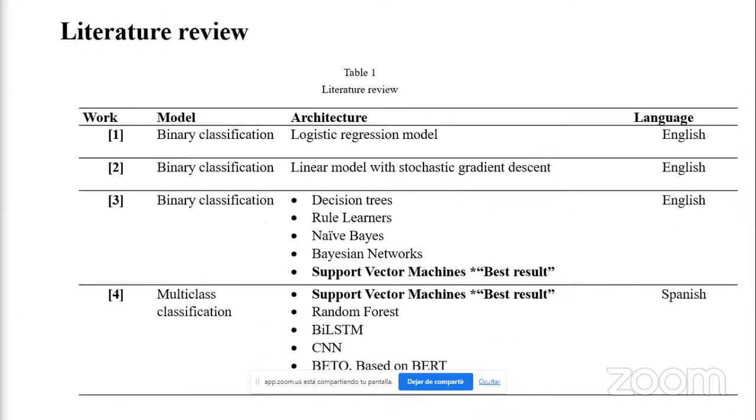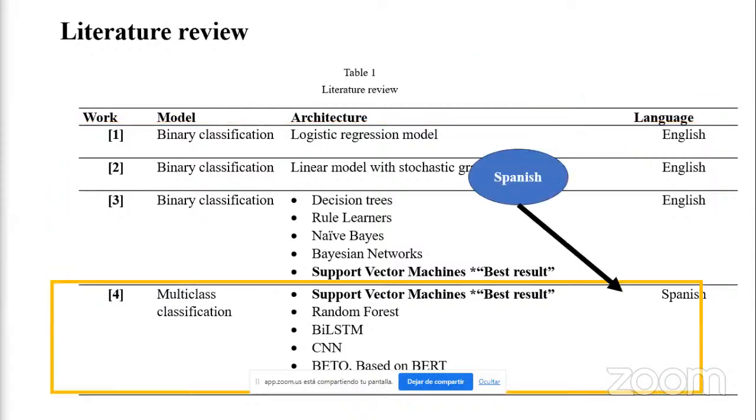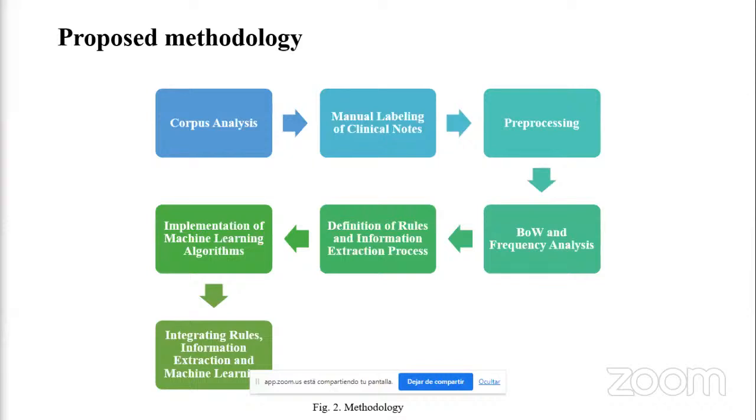After looking at different studies, we found some that use binary classifiers with clinical notes. Most of these focus on medical notes in English, and there are only a few in Spanish. In these studies, they compare different machine learning models, and support vector machines seem to work the best. This is the proposed methodology, starting with corpus analysis, manual labeling of clinical notes, pre-processing, bag of words and frequency analysis, definition of rules and information extraction process, implementation of machine learning algorithms, and integrating rules, information extraction, and machine learning.